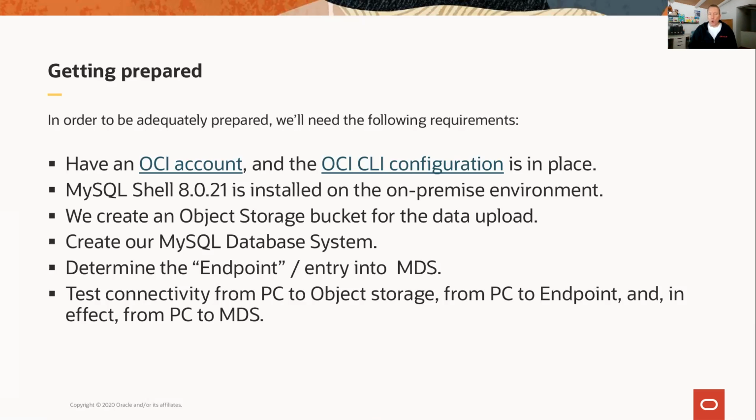So what are we going to need? It's all about preparation. Get prepared. An OCI account, with the OCI command line interface configuration, just for the permissions and security, keeping things safe. We're going to be using MySQL Shell 8.0.21 or higher on your on-premise environment, for example on your PC, it doesn't matter. We're going to create an object storage bucket, where we send our data. Create a MySQL database system, which determines the endpoint into MDS, with different ways of doing that. Then test connectivity from the PC to the object storage, to the endpoint, and basically to MDS, the MySQL database service.